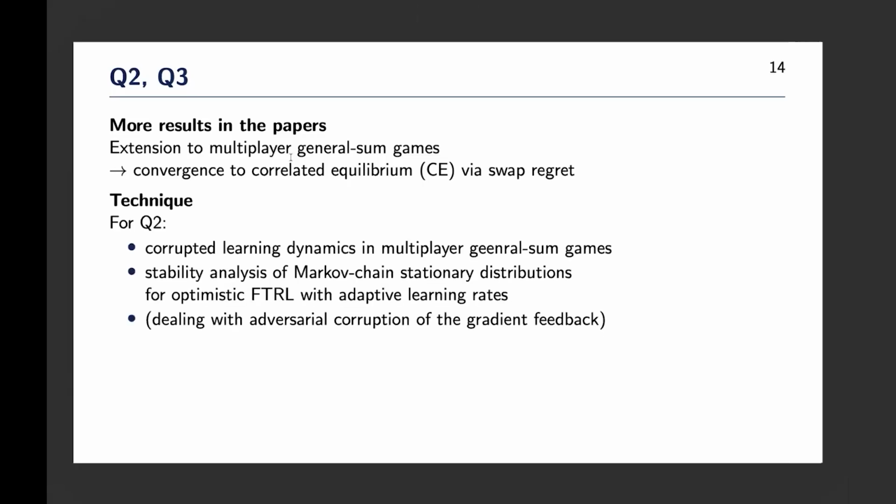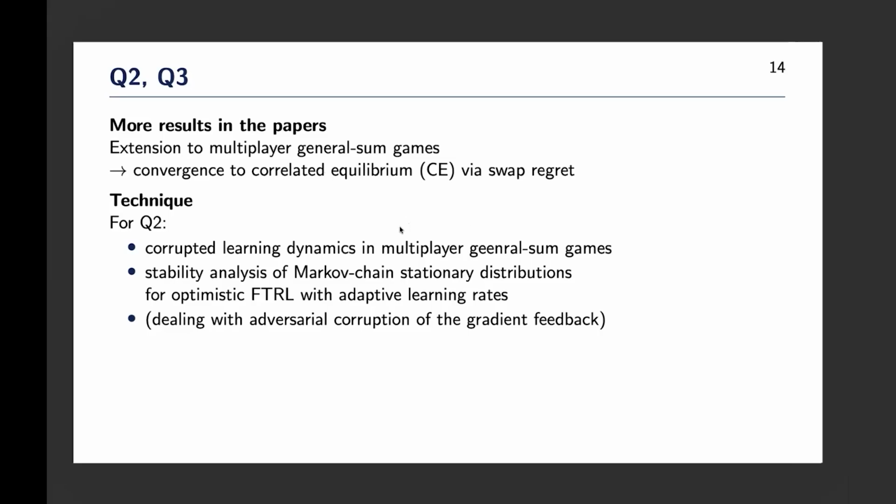And for multiplayer zero-sum games, for paper 2, we constructed the crafted learning dynamics. For swap regret minimization, we need to prepare a bunch of experts and integrate them as a Markov chain. We construct the Markov chain from the outputs of experts and use the stationary distribution of the Markov chain as a strategy of each player.